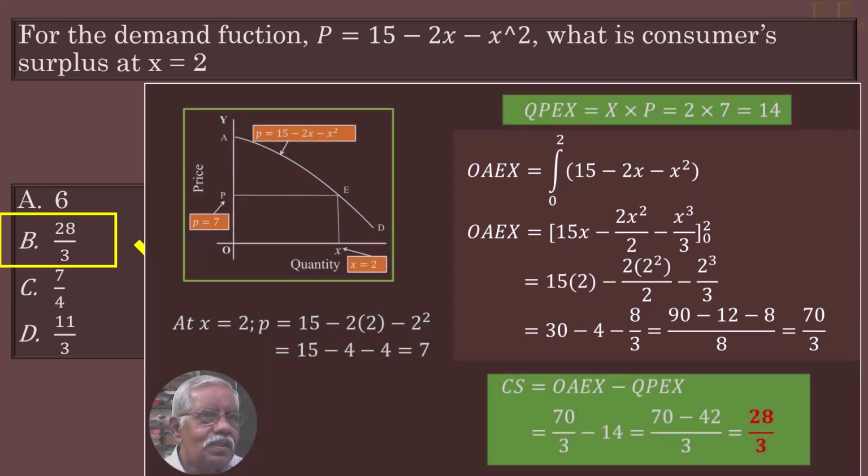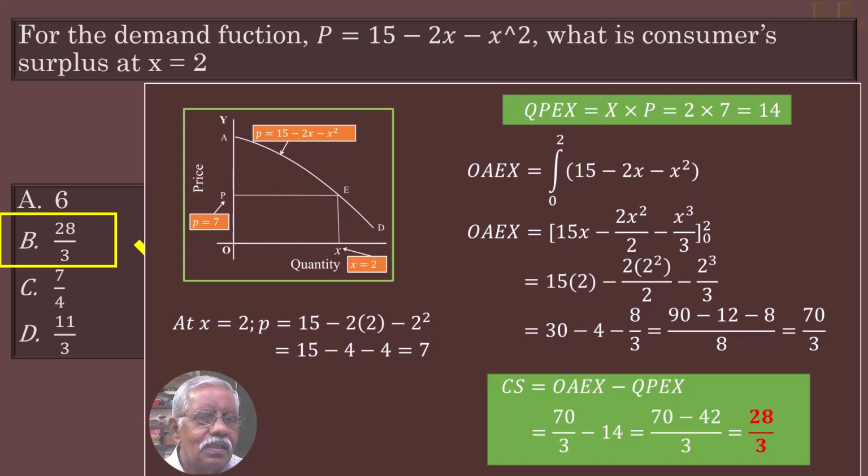My request is pause the video, go through each and every step and try to understand. Well, finally we have to calculate consumer surplus. Consumer surplus equal to OAEX minus OPEX. 70 by 3 minus 14.